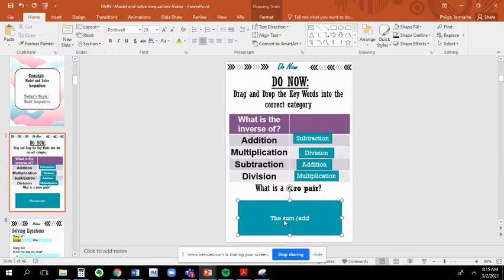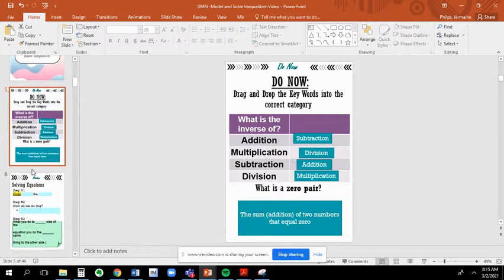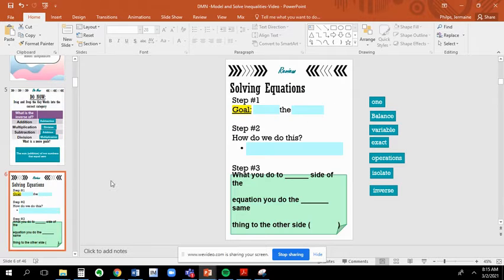Sum is always addition of two numbers that equal 0. So, for example, 2 plus negative 2 equals 0. That's a zero pair with 2, negative 2. Negative 4, positive 4 are a zero pair. Negative 6, positive 6 are a zero pair. So really a zero pair is just consisting of a number and its opposite, okay?